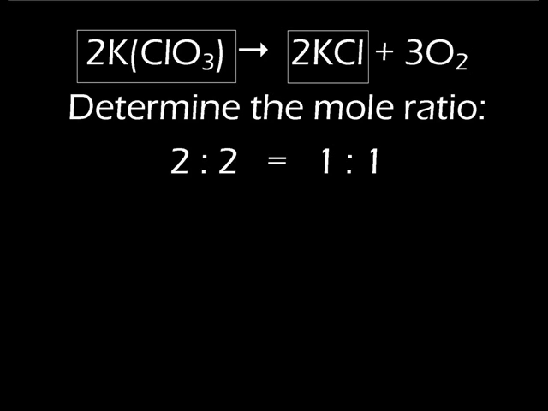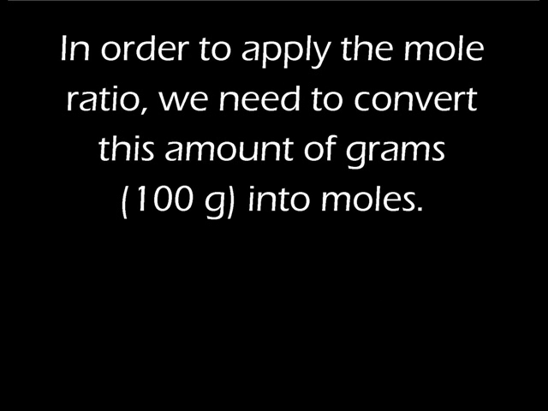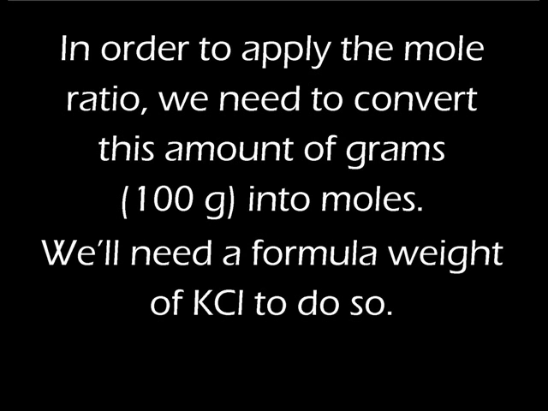Let's look back at our problem. It says, how many grams of potassium chloride are we supposed to make? If we look at the problem, it says we need to make 100 grams of potassium chloride. Recall from Lesson 22 that we can only apply the mole ratio to moles of product or reactant. Right now, we are looking at needing 100 grams of potassium chloride, so we'll need to convert this 100 grams of potassium chloride into moles of potassium chloride. And since you've done this so many times before, you know you're going to need a formula weight or molar mass for the potassium chloride.